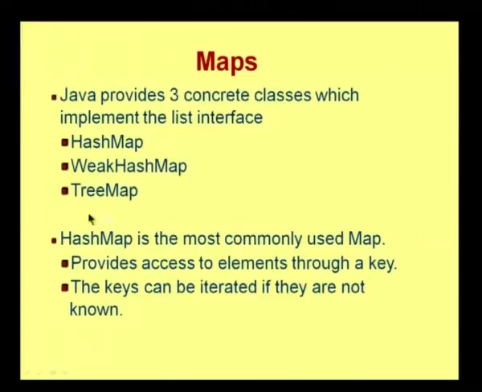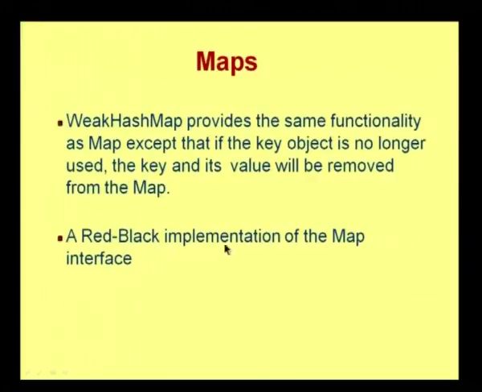So next is your TreeMap. In case of TreeMap, the red-black implementation of the Map interface is considered. So you know what is red-black. Once you have an element in the tree red, the next one, black, should come. So both the values red and red should not come.